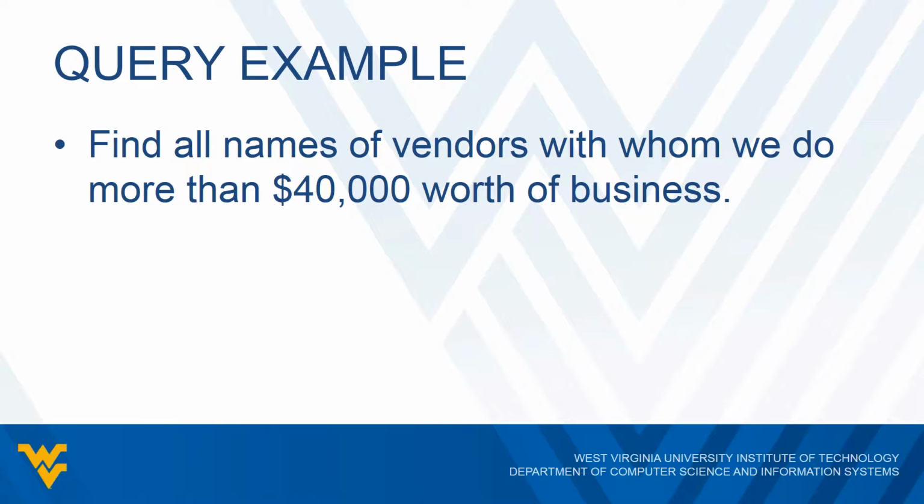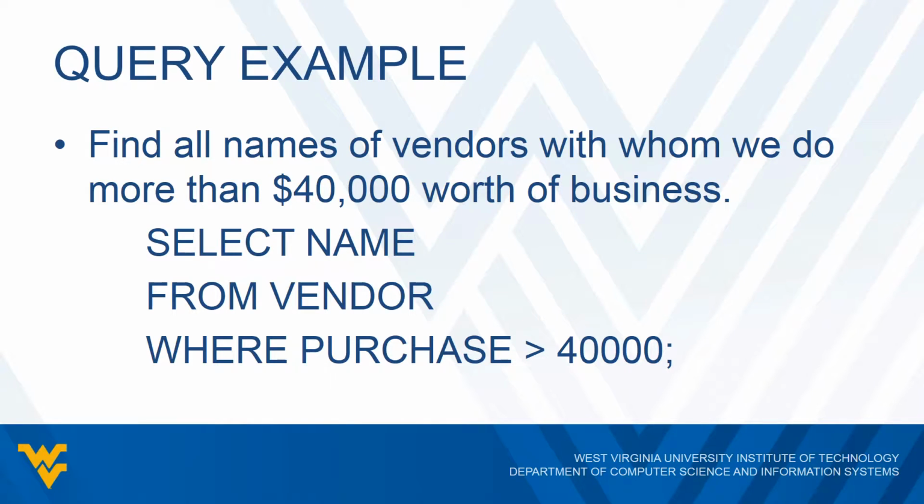So here would be some actual SQL code. We would say: select name from vendor where purchase is greater than 40,000. So what we're saying here is we're assuming that inside this vendor table we would have a field that's called name. Think of a field as kind of like a column header. So we have a column of names. We're going to select the names from this table that's called vendor, and there may be another column called purchase where the value is greater than 40,000. So that's all we're doing here. We're just selecting the records in this table where purchase is greater than 40,000.